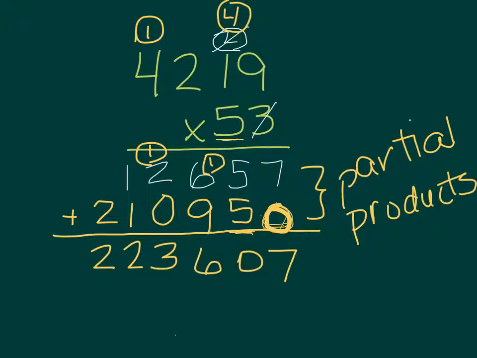and the last thing I need to do is count 3 digits over so I know exactly where to place my comma. So my answer is 223,607.